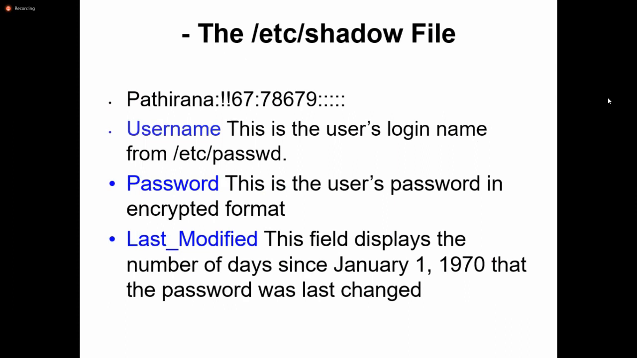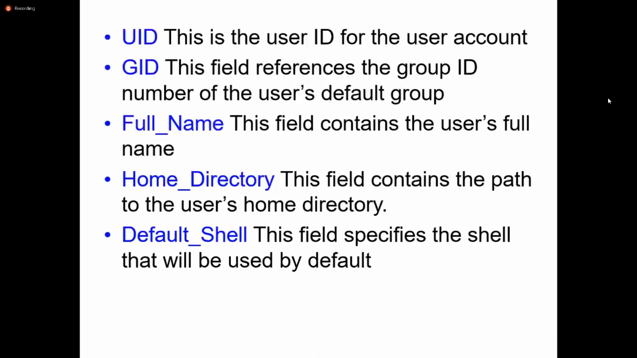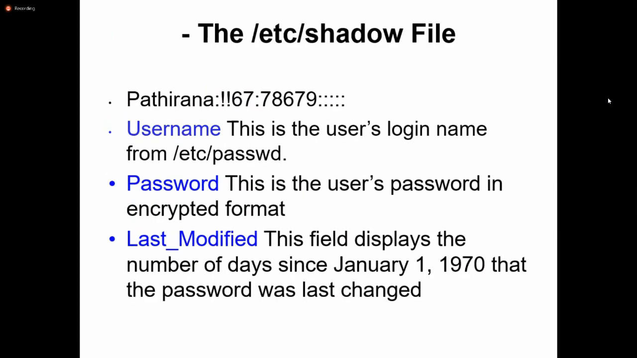Yeah, so the shadow file I showed you first contains the username, right? That is the same one from the etc passwd file. Then it has the password, which is encrypted. Then there's a last modified field, which displays the number of days that the password was last changed.